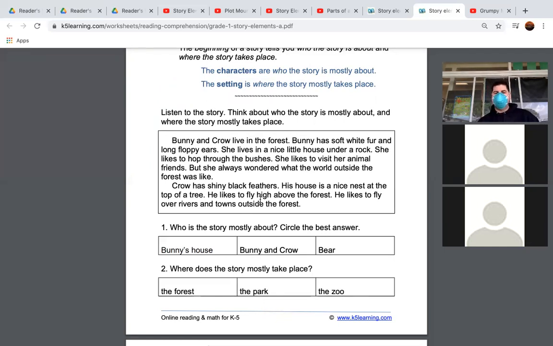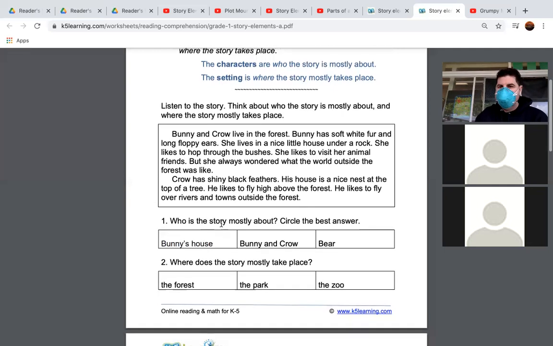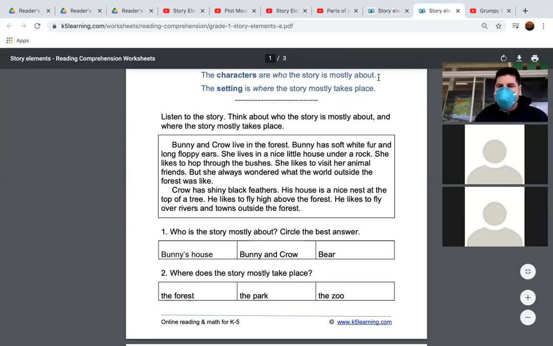Awesome. Okay, student 2, who is the story mostly about? We're going to circle the best answers. Was it Bunny's house, Bunny and Crow, or Bear? It was Bunny and Crow. Good job. What about where does the story mostly take place? Is it the forest, the park, or the zoo? Student 1. The forest. Good job. Okay, guys. So now that was character and setting.